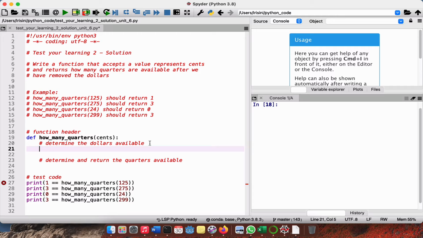In other words, I want to see how many cents I would be left with after I take out as many 100 cents as possible. So we will say remainder cents will be the cents I am given modulus 100. If you recall modulus, it simply takes what you give it and sees how many times it can divide by the second number, and whatever remains is what you get.